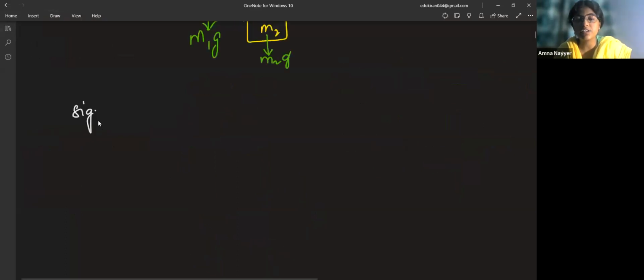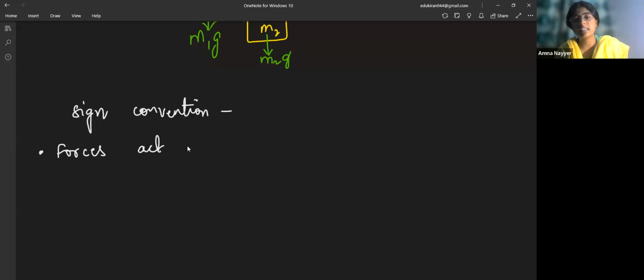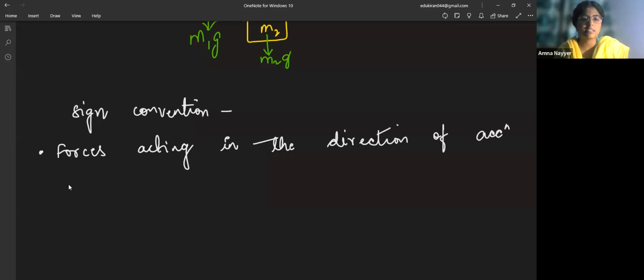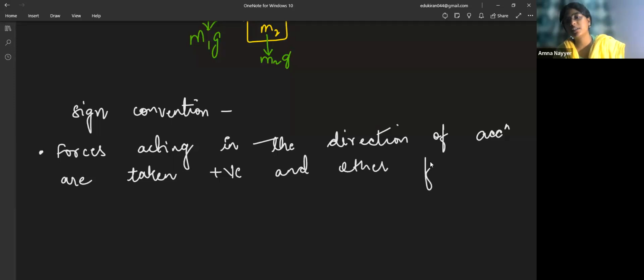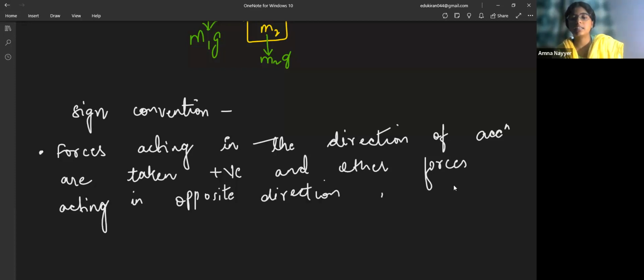Now, what is the sign convention in your pulley system? Forces acting in the direction of acceleration are taken positive, and other forces acting in the opposite direction are taken negative. This is one sign convention.